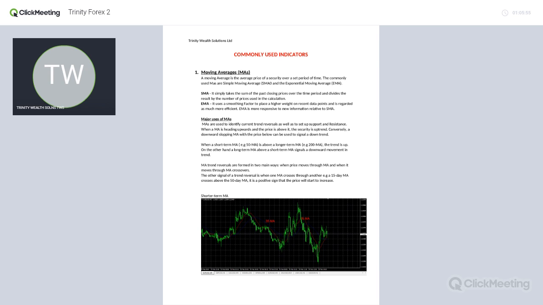SMA should be written with a closing bracket. And then the exponential moving average, EMA. So we have the simple moving average, SMA, and there's also the linear moving average, but the exponential moving average is the one which is much better than the linear moving average. So they mostly use the simple moving average and the exponential moving average.